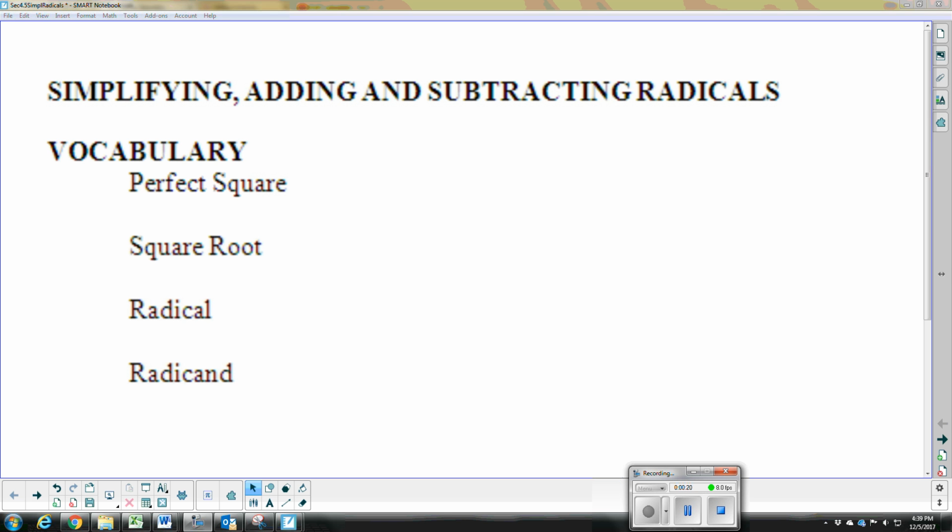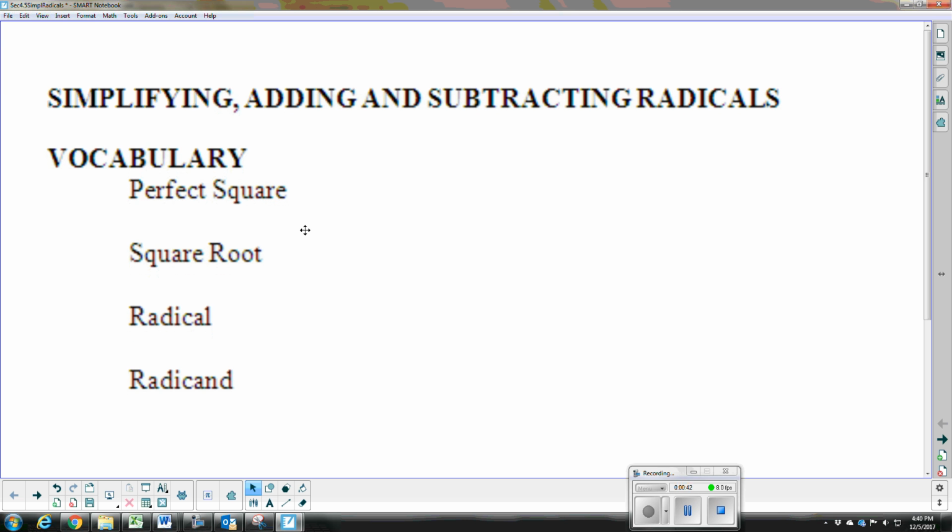So on your note sheet, you have perfect squares listed. Perfect squares are like 1, 4, 9, 16, where you can take the square root of that number and get a number, like an integer. When you have a square root, you always have plus or minus.